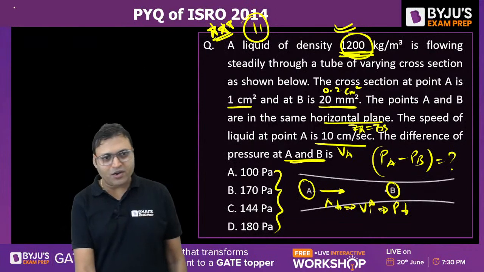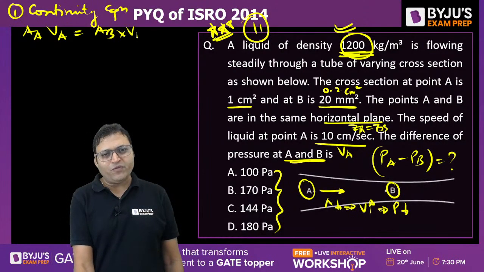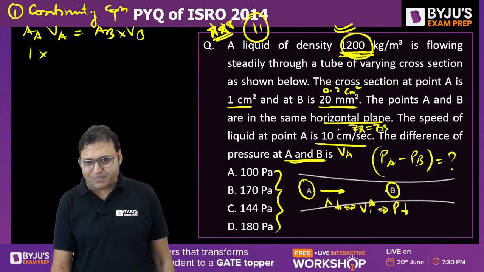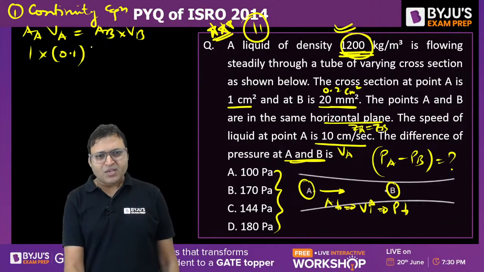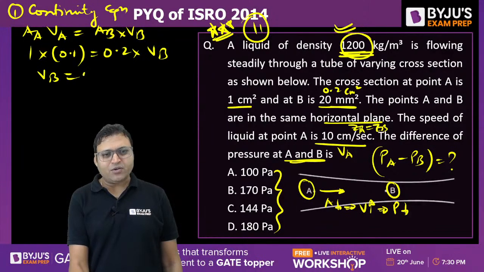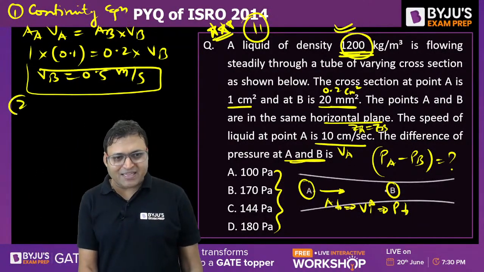First of all, apply the continuity equation to find the relation between VA and VB. So we can say AA into VA is equal to AB into VB. What is the area at A? That is 1. What is the velocity at A? 10 centimeter per second. Convert it into meter: 0.1 meter per second, is equal to the area at B, that is 0.2, into VB. What is the value of VB? 1 by 2. So VB is equal to 0.5 meter per second. First of all, find the value of VB, right? Then apply the Bernoulli equation.